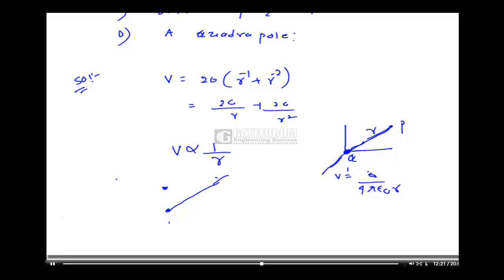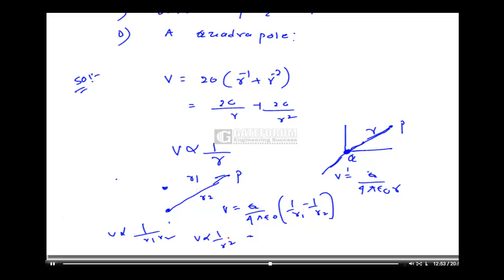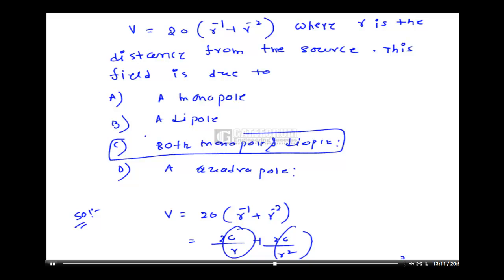Then at a distant point, this is r1, this is r2. What is the potential? If you calculate, V is equal to Q by 4 pi epsilon naught times 1 by r1 minus 1 by r2. So V is proportional to 1 by r1 r2. If the two distances are equal, r1 equals r2 equals r, this is proportional to 1 by r square approximately. So due to a dipole, the potential is proportional to 1 by r square. This field is because of the monopole, this field is because of the dipole. So we can say that the field is due to both monopole and dipole.